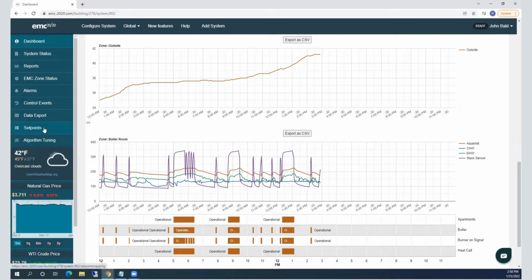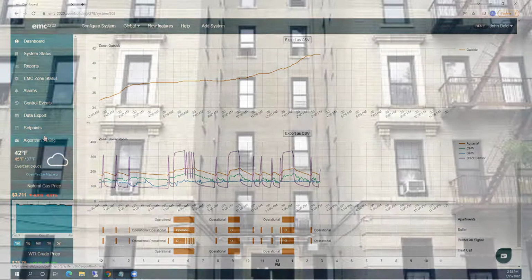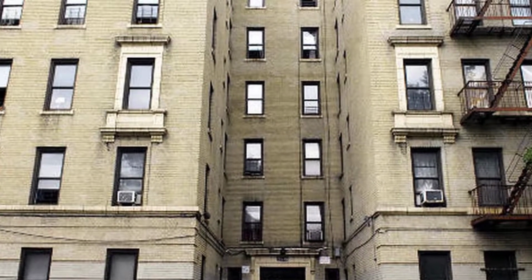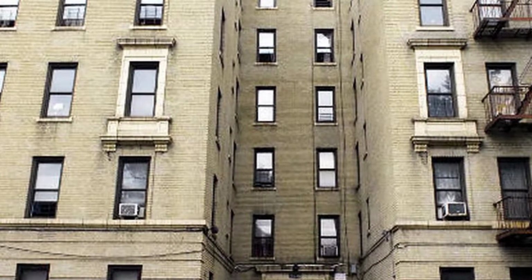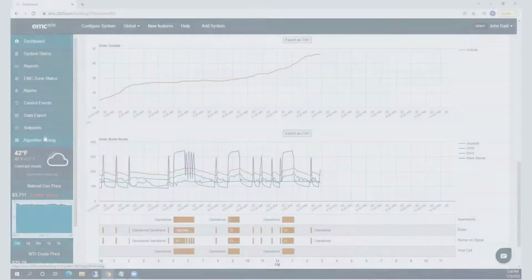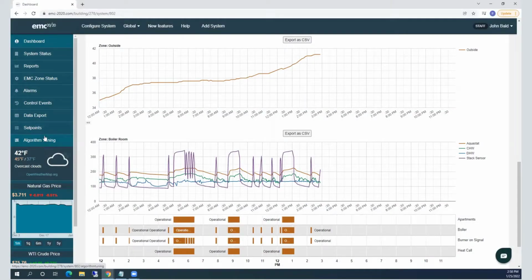Maybe even take those apartments that we know have the open windows, that are staying cold even though they're getting heat, we might want to take them out of the vote, because we can see that they're not responding to our boiler firing, and that's making it fire more.